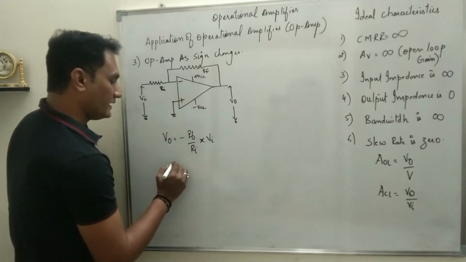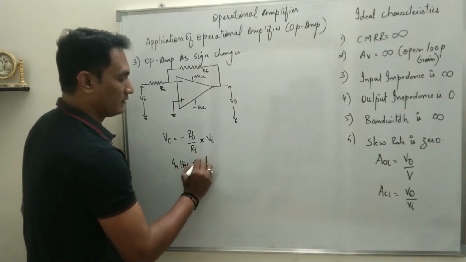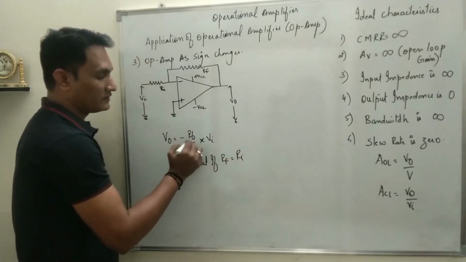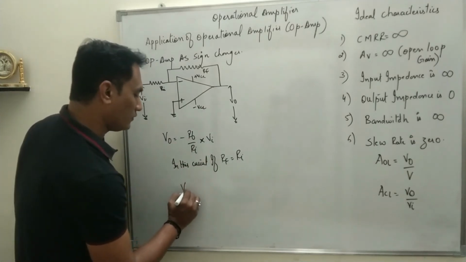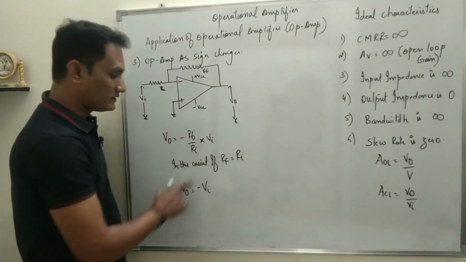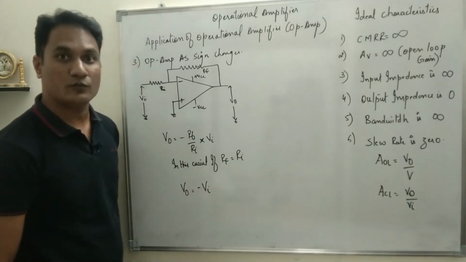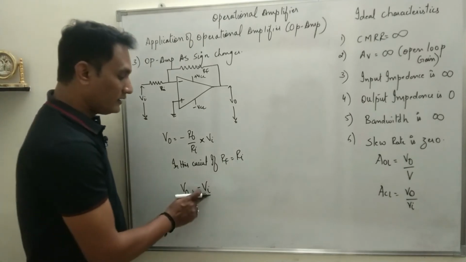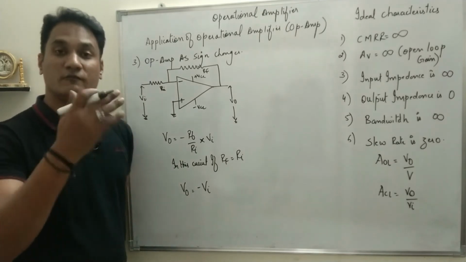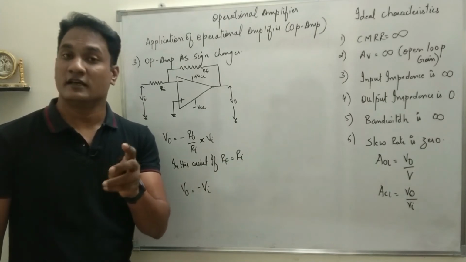Now in this circuit, if RF is equal to RI, the value will be 1. So the output voltage is minus VI. VI is the input voltage, V0 is the output voltage, and what you can see is, if you give input as 5 volt, you will get minus 5 volt at the output. If you give input as minus 2.4 volt, the output will be plus 2.4 volt. So what you give at the input, you get the same voltage level at the output.